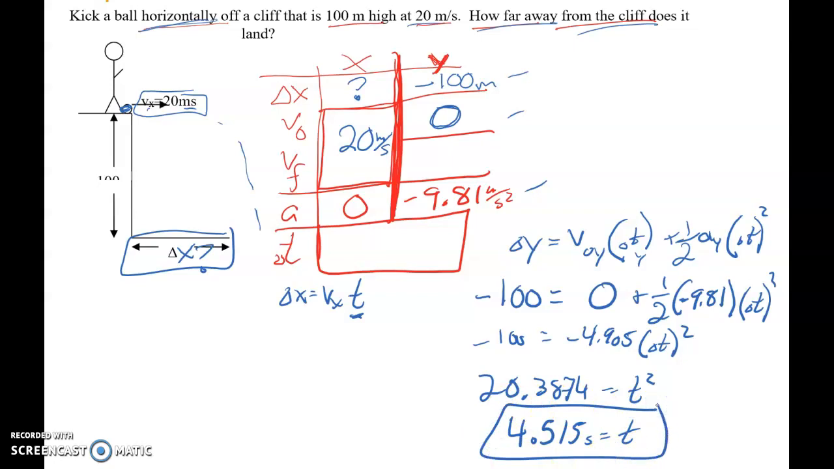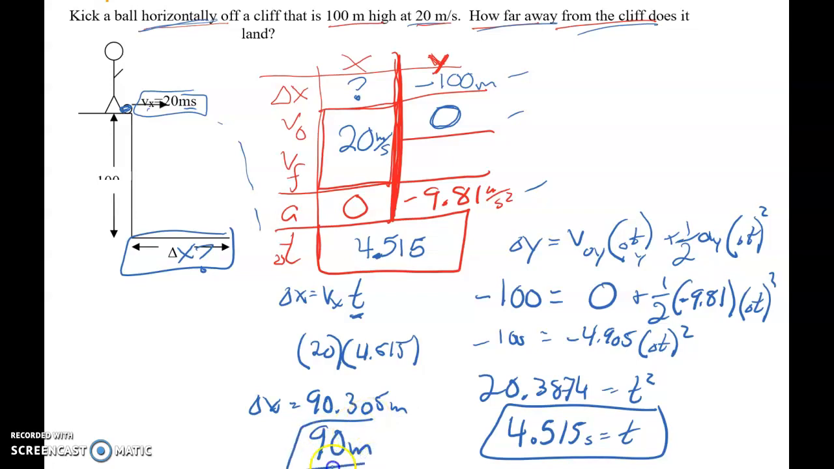All right. So with the sig figs, it's 1 sig fig. I could round this up to 5, but that's a big error, right? So I'm going to keep that 4.515. All right. That carries into my x, right? So my y dimension determined how much time it's in the air. Now I can tell in the x direction how much time I have to move horizontally at 20 meters per second. 20 times 4.515, and the range is going to be 90.305 meters. With 1 sig fig, that's 90 meters.